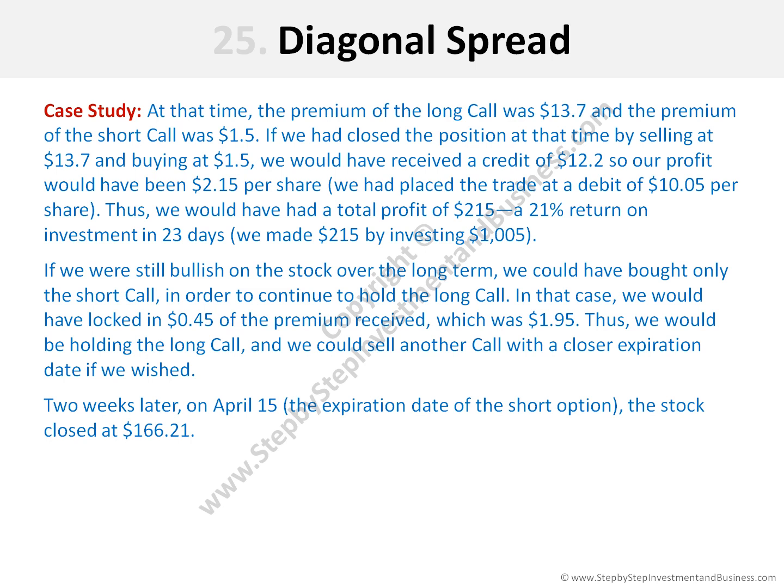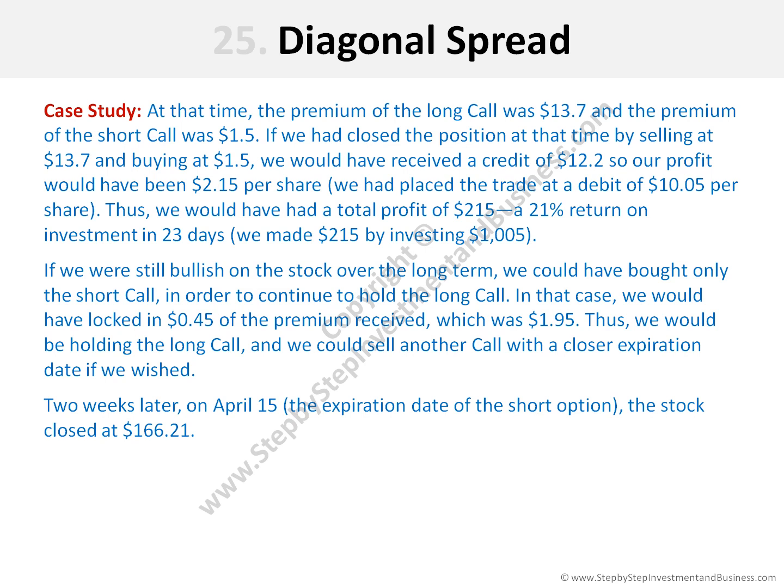If we were still bullish on the stock over the long term, we could have bought only the short call in order to continue to hold the long call. In that case, we would have locked in 45 cents of the premium received, which was $1.95. Thus, we would be holding the long call, and we could sell another call with a closer expiration date if we wished.